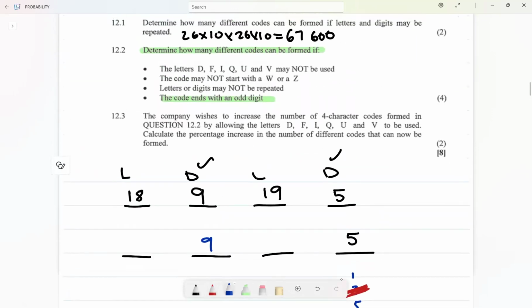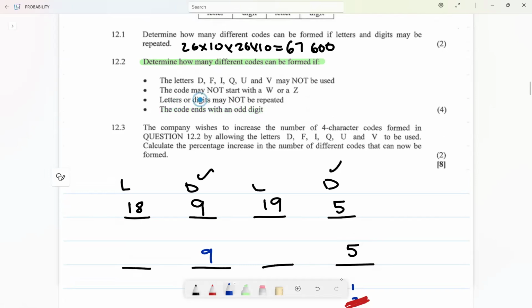On letters, they tell me that the letters D, F, I, Q, U, V may not be used. It means now, out of 26 letters, I need to subtract these letters D, F, I, Q, U, V. How many letters are they? 2, 4, 6. I need to subtract 6 letters so that I have 20 letters. So now I can use only 20 letters. But now they tell me that the code may not start with W or Z.